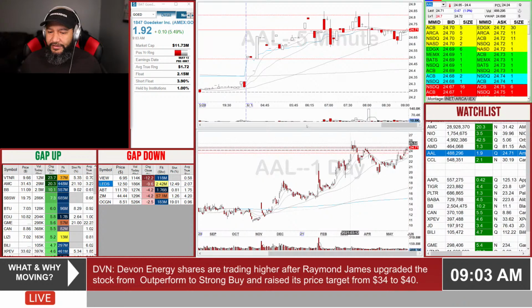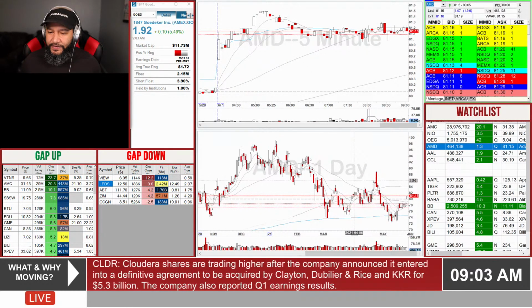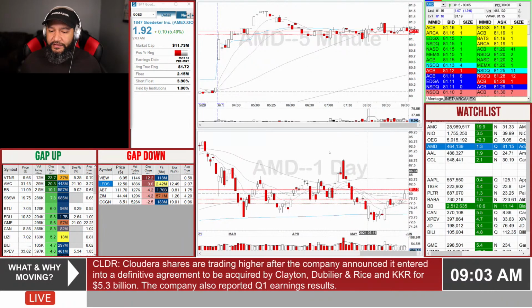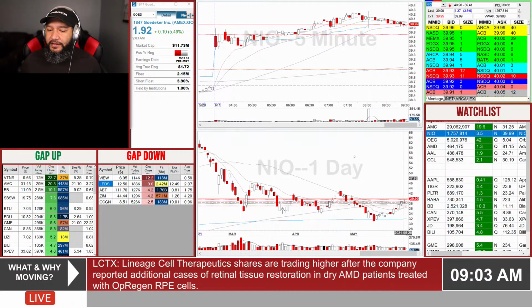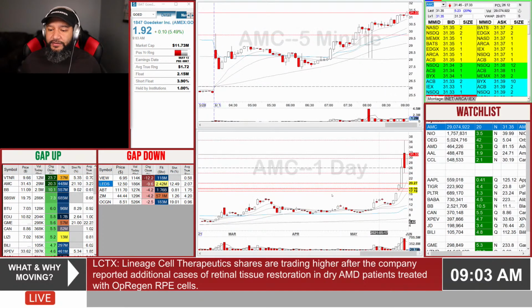American Airlines, a little bit slightly different. We do have some resistance up here at 26, but if we can get from 24 to 26, that is amazing. AMD, on the other hand, you don't have a lot of headroom as you do with American Airlines and CCL, but this thing can move very clean. So I do like that one. OEG, obviously looking very good. NEO, same thing, guys. Let's see if we can break out here. And also AMC is just on fire.